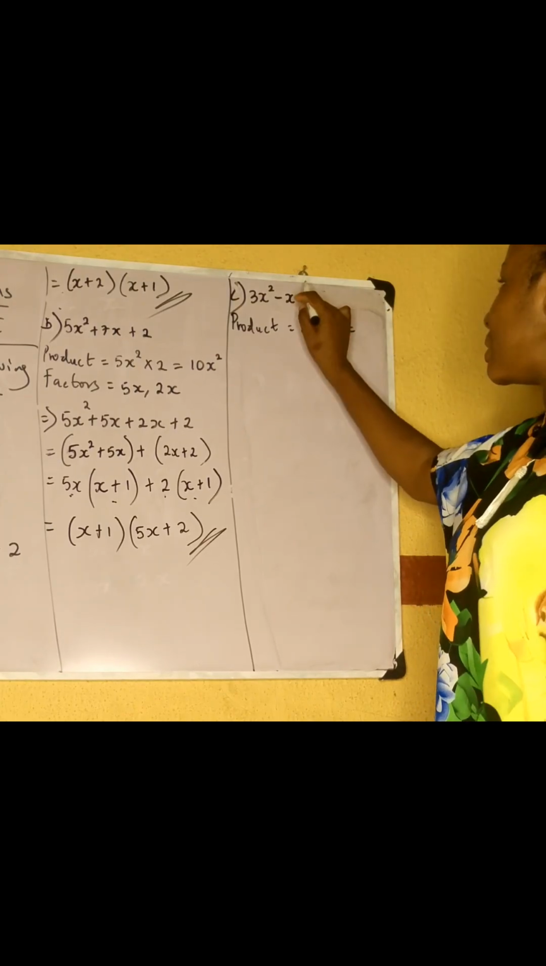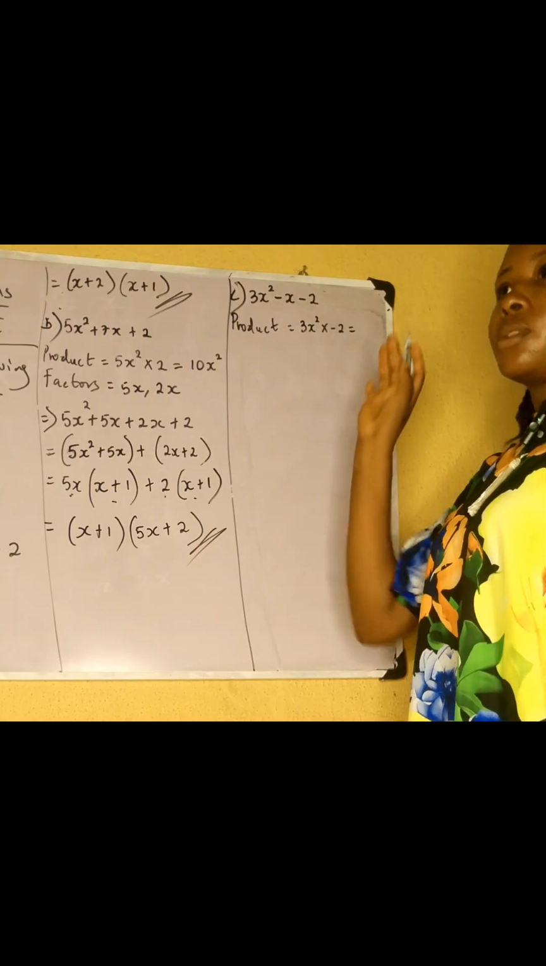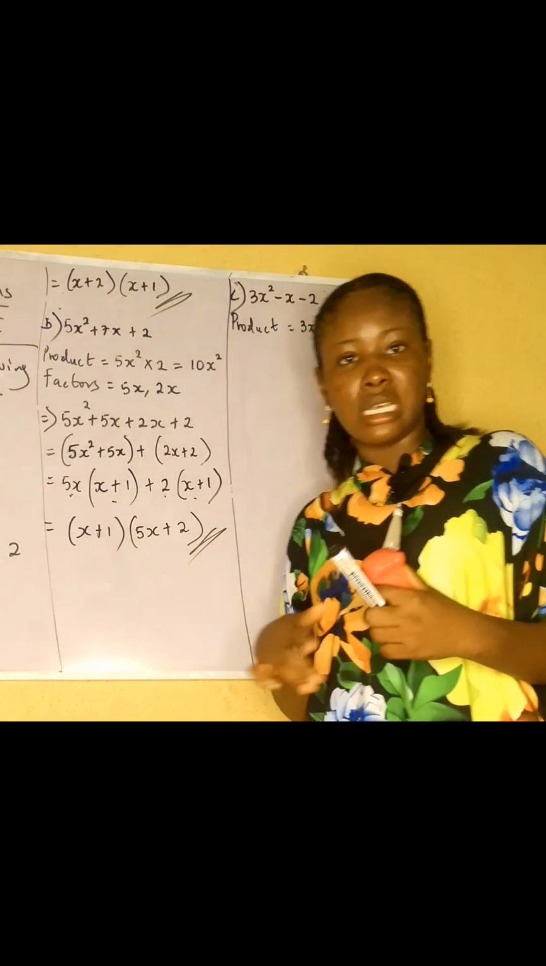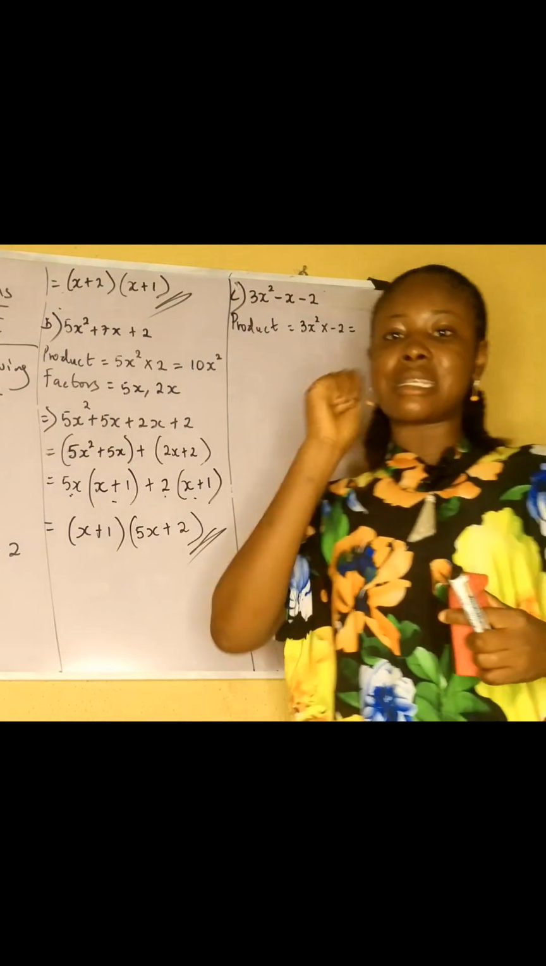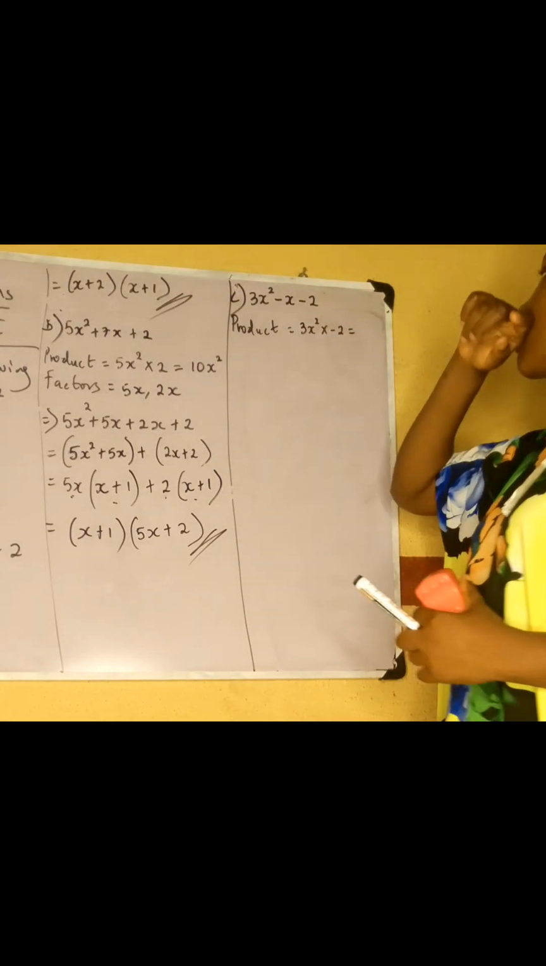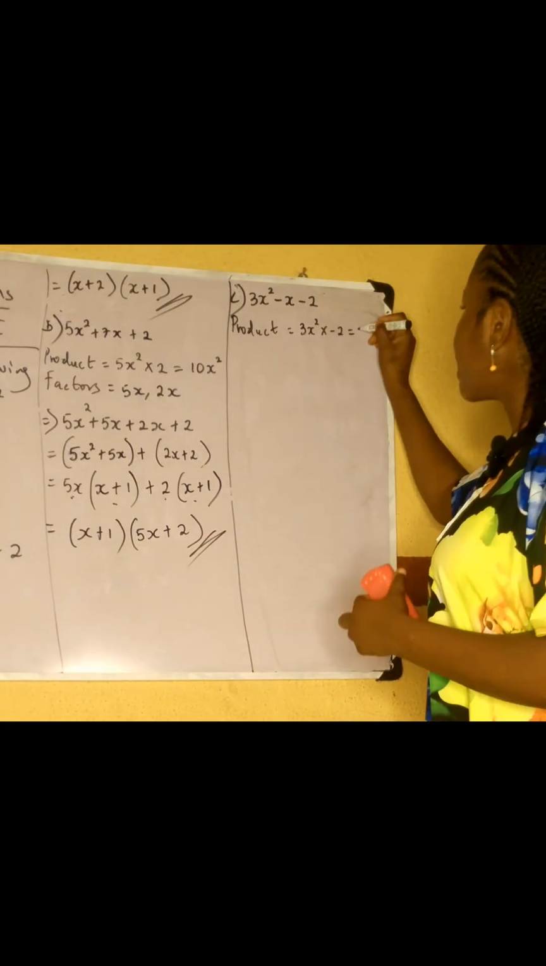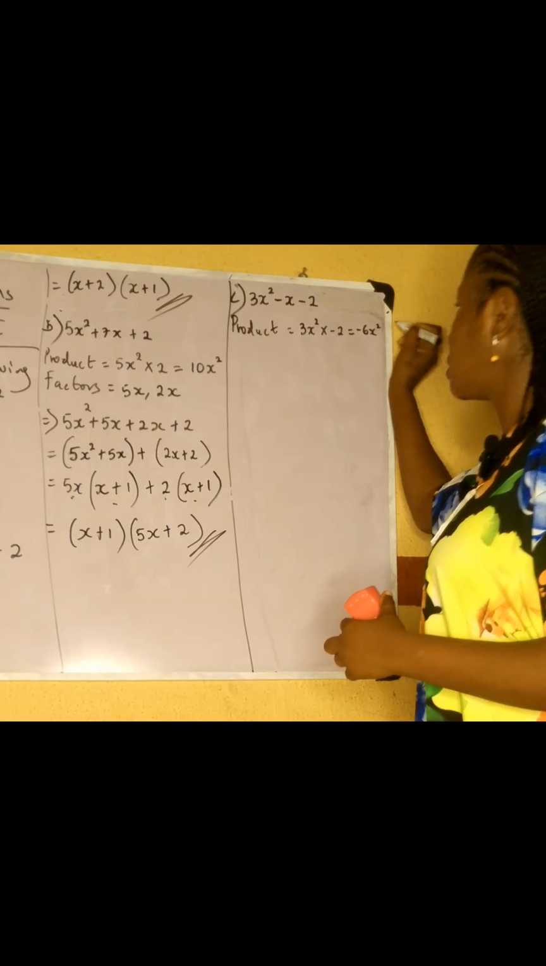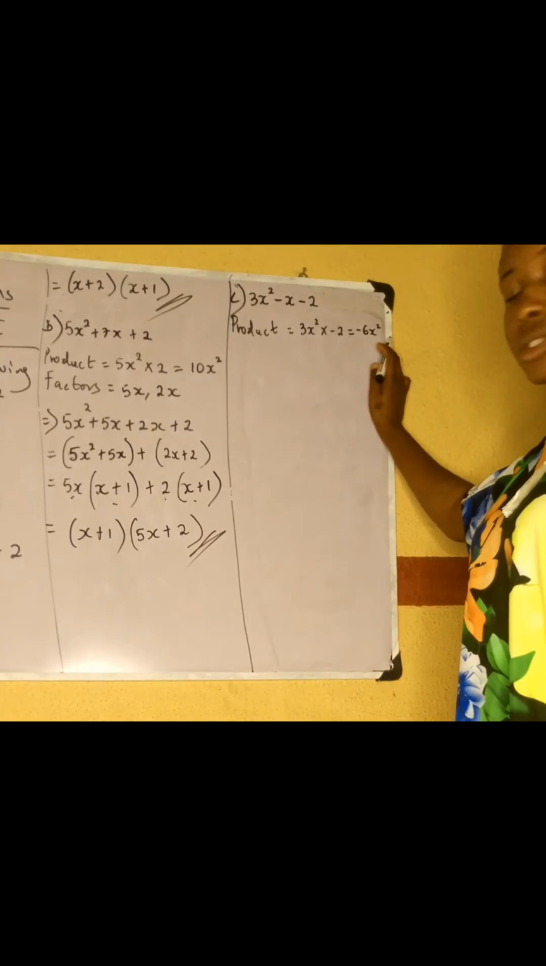Now, do you notice I carry the negative? This is one of the mistakes students make most times. Please take note that the sign in front of a number is the sign of that number. So you are carrying the negative 2. So the product is going to be minus 6s squared. That's your product, minus 6s squared.